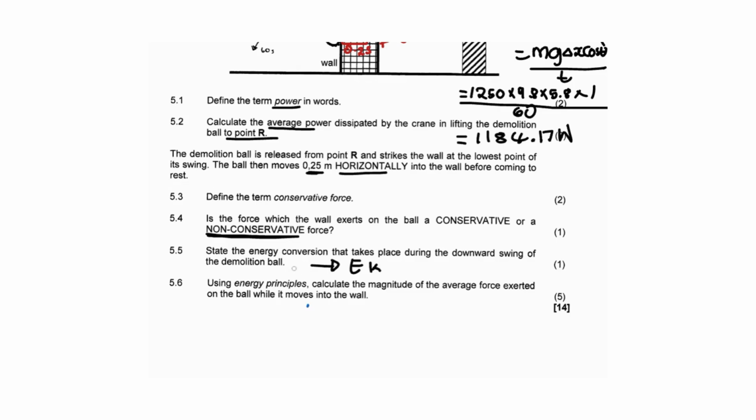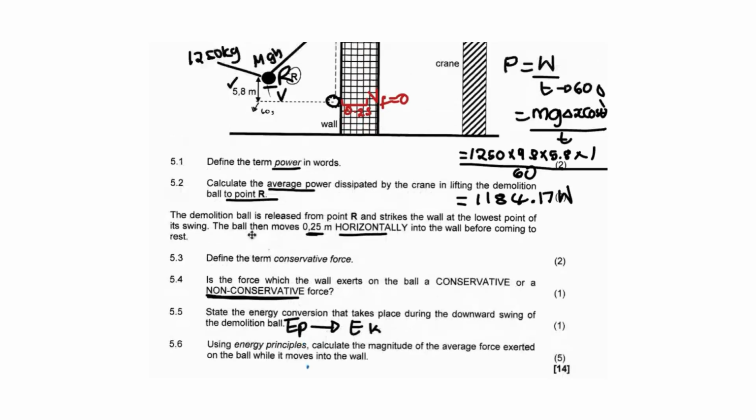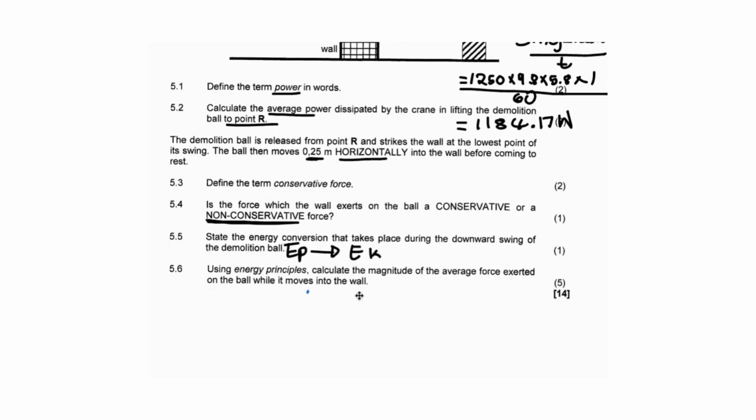So potential energy, we can also use EP. This is because initially the ball was not moving, it was stationary, we didn't have any velocity, but as it was released from point R, it now acquired a velocity, so there was kinetic energy.